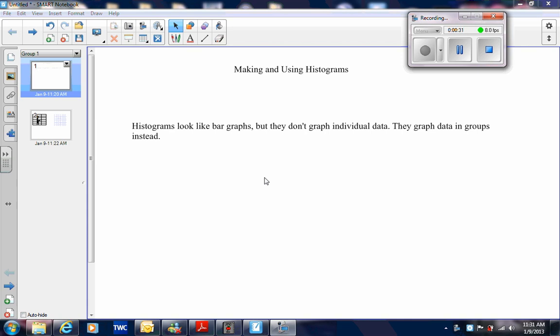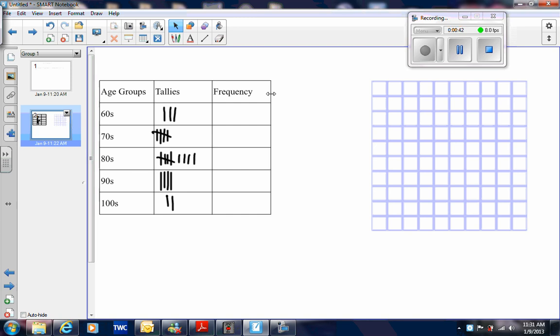They really look like bar graphs when you get done with them, but they don't graph that individual data. They graph data in groups instead. All right, so we're just going to go ahead and make one here.